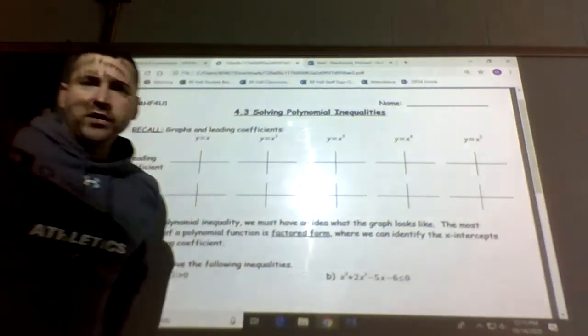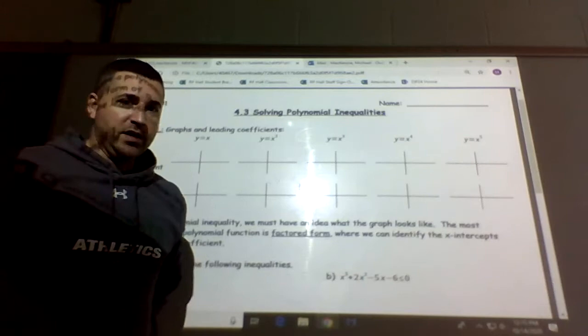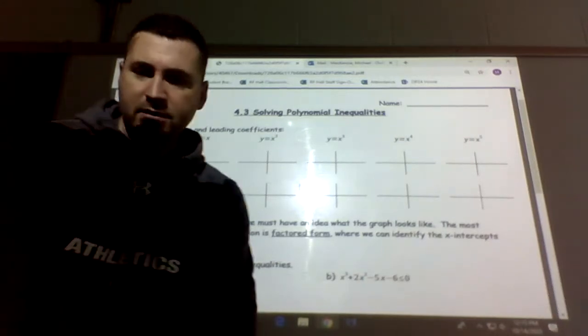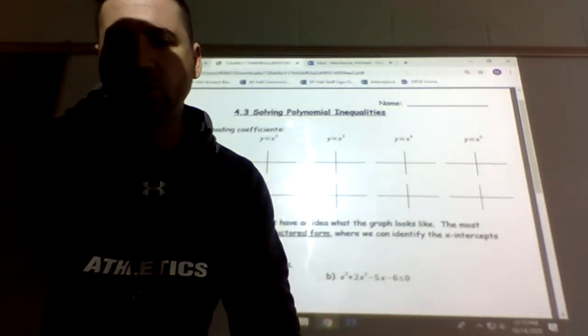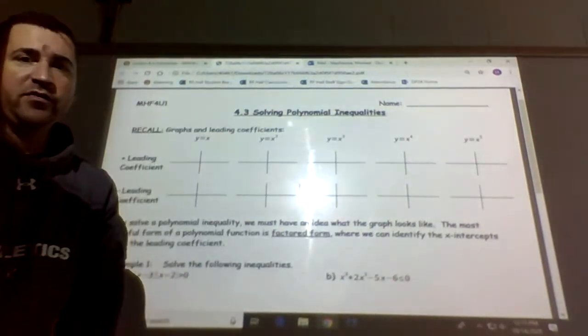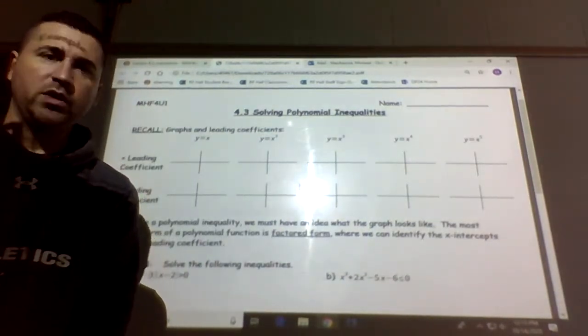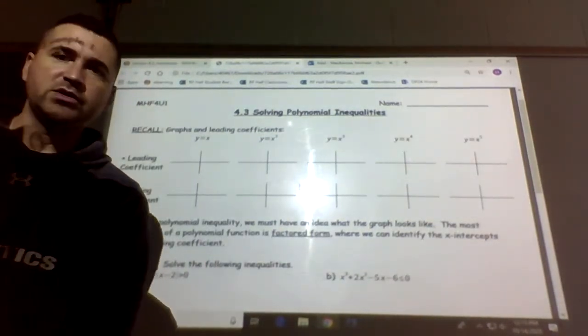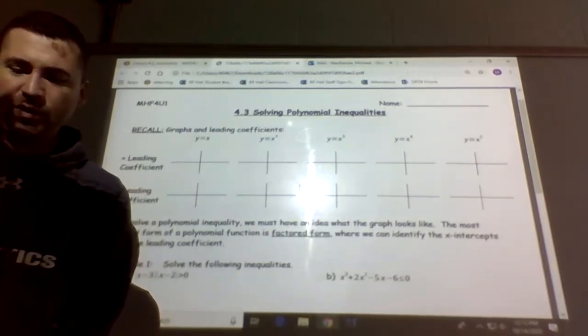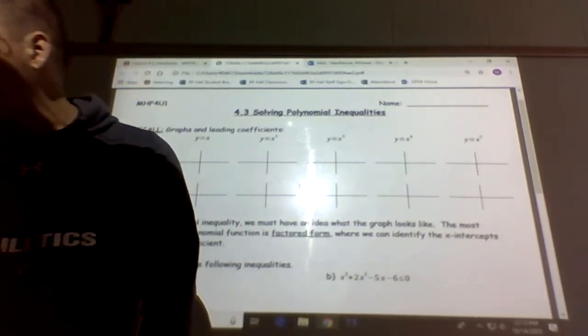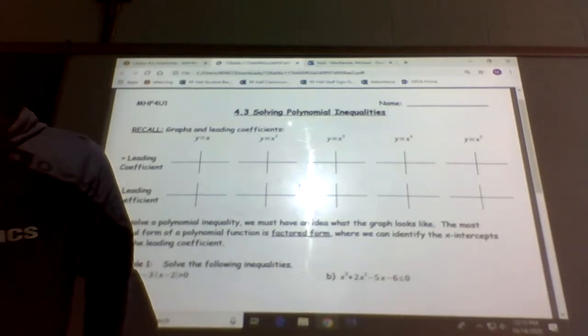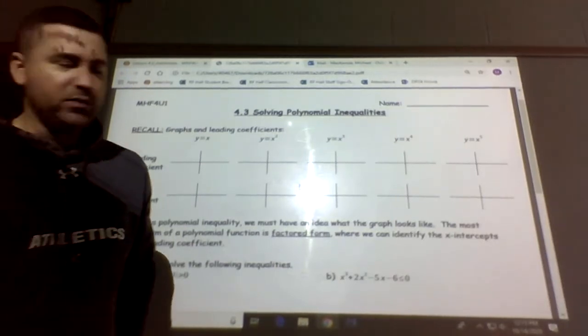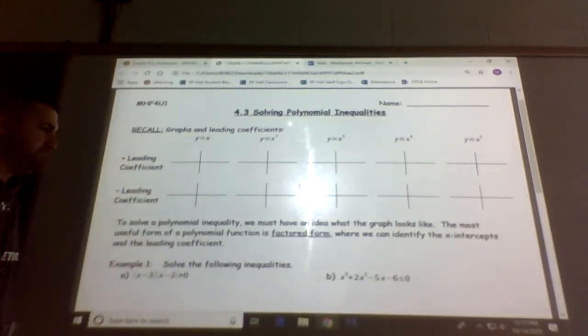Okay, 4.3, solving polynomial inequalities. All right, a little bit of a more challenging one here. For these, we can solve them, but after that, we need to use a graph. And from the graph, we'll be able to help us solve the inequalities.